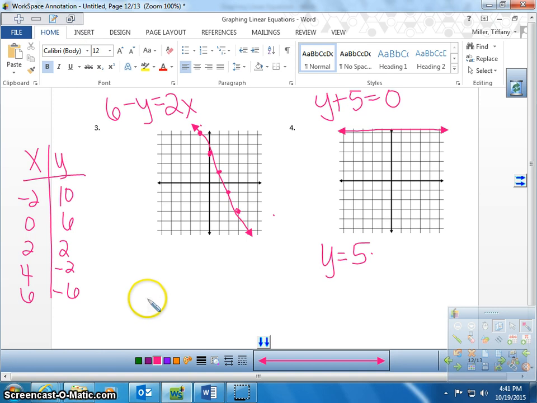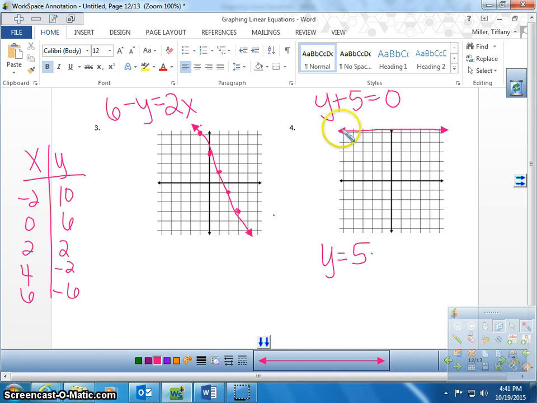As you're finishing up, take a look and make sure you're doing it correctly. Your chart should be -2, 10; 0, 6; 2, 2; 4, -2; and 6, -6. Your line should be, I went up by 2's again, and then it should look something similar to that.